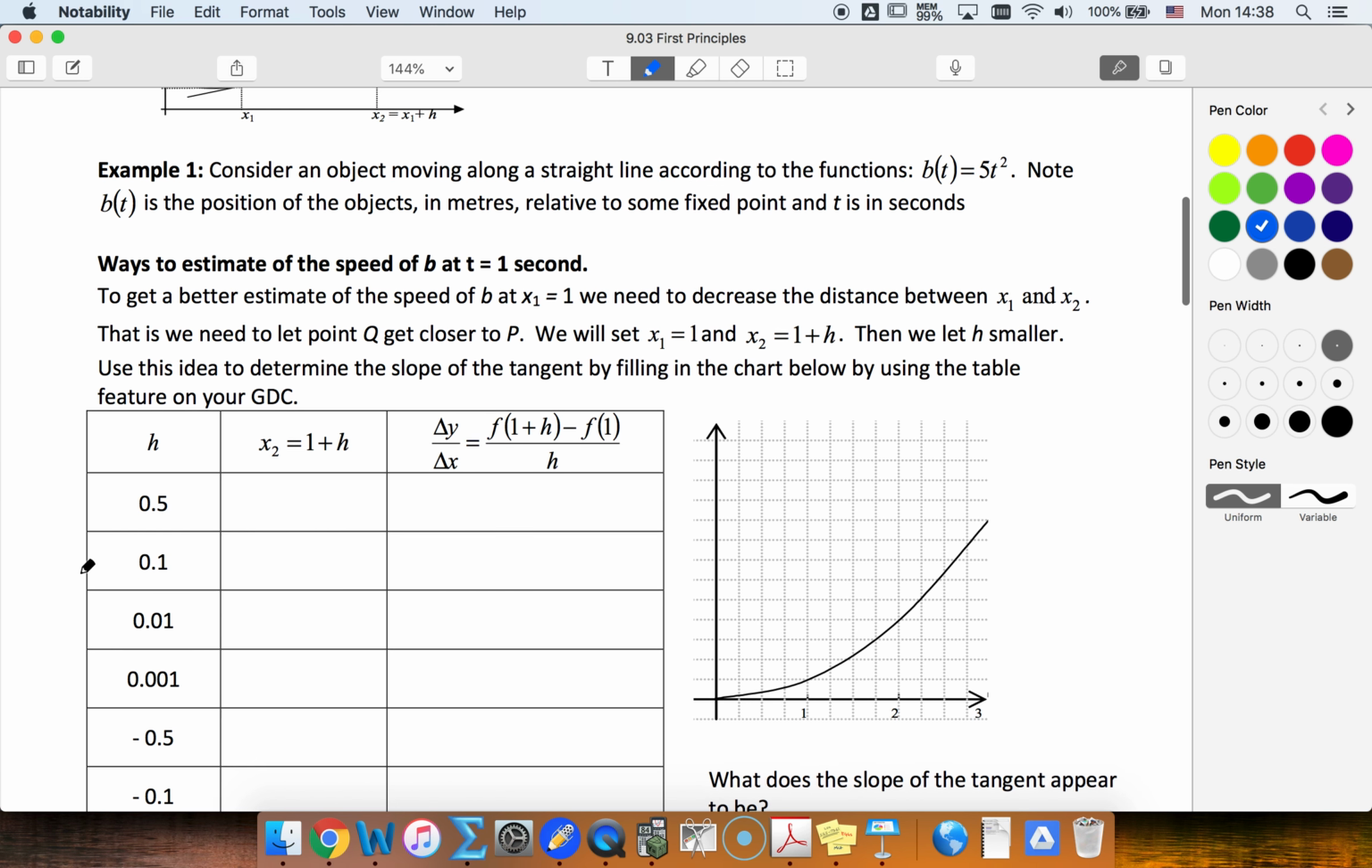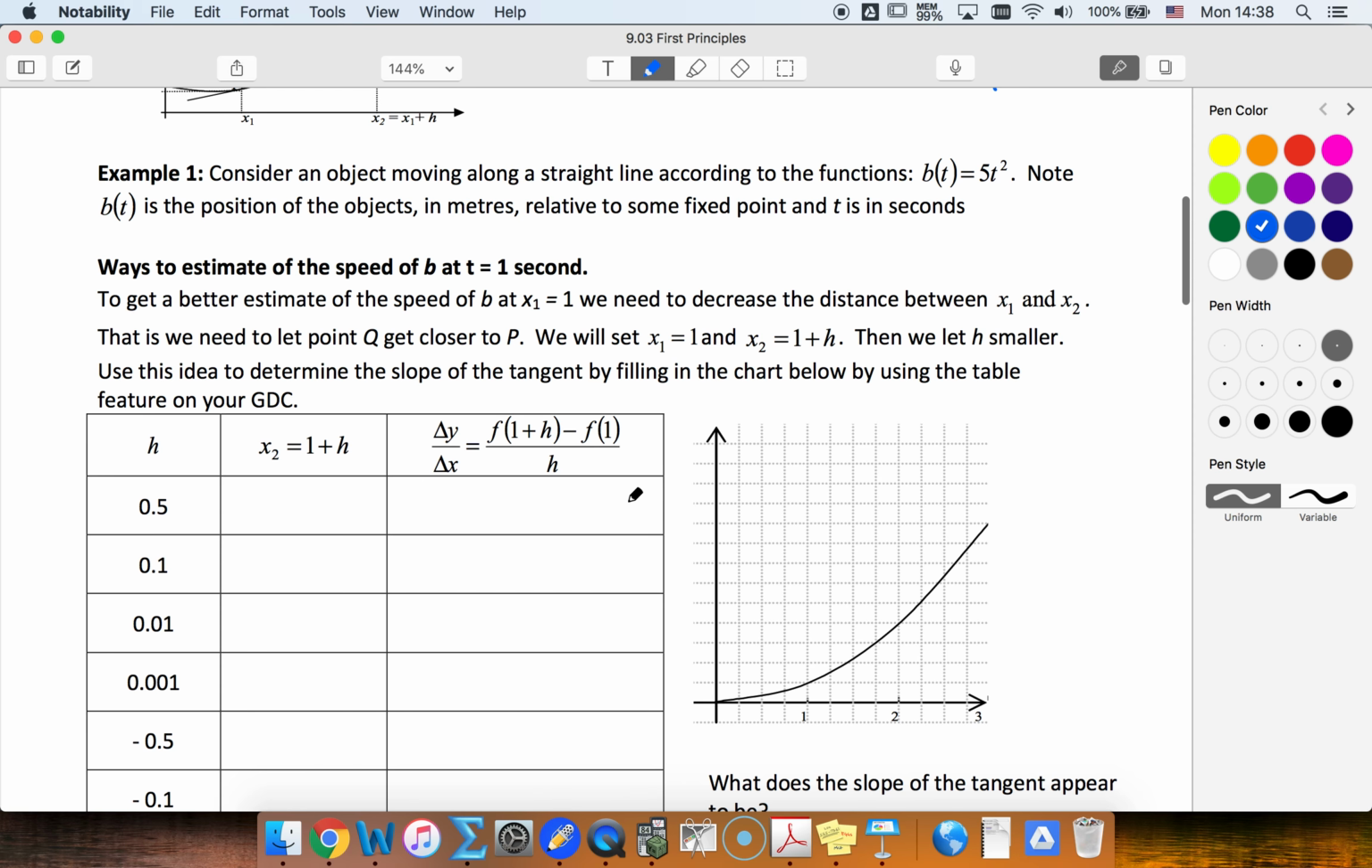If we come into example 1 here, we've got an object moving along a straight line according to this function 5t squared. So of course 5t squared is a parabola, but we're not saying that the object is moving in the shape of a parabola. We're saying that our object is moving along a straight line. So our y value is the position relative to some fixed point.